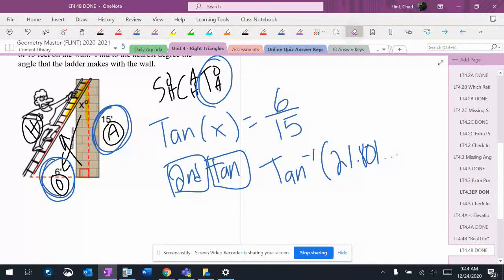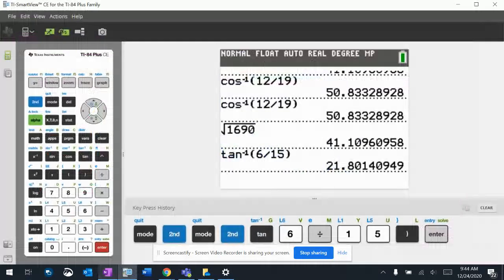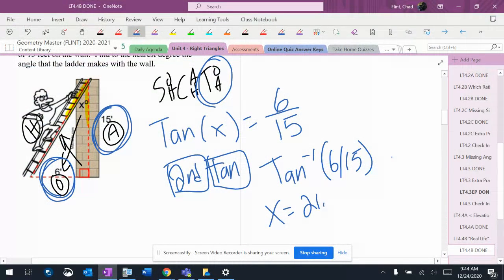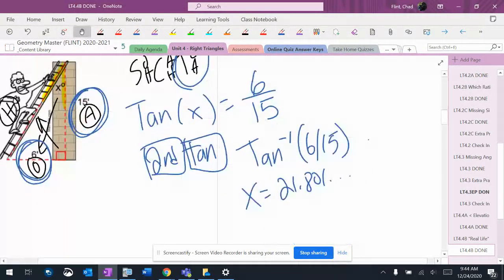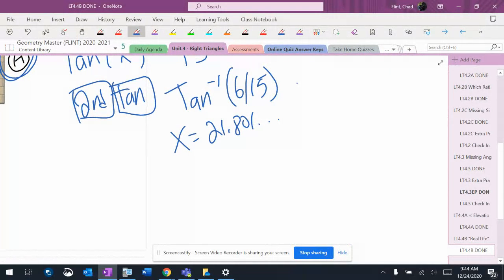Whoops, I'm not doing this right. So second tan, 6 over 15 gives me x equals 21.801, blah, blah, blah. It says find the nearest degree. All right, nearest degree means no decimals, so that angle is going to be 22.